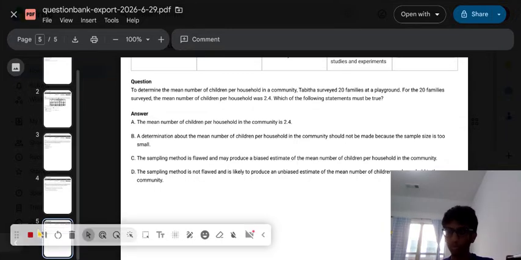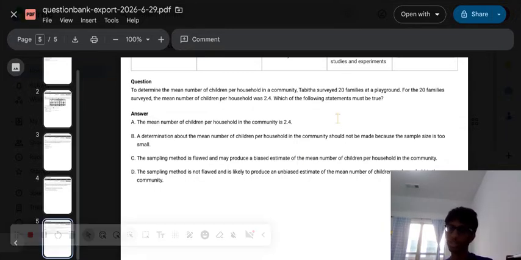Okay, so first of all, is this a biased estimate or an unbiased estimate? Well, if we look here, we're looking at 20 families at a playground, right? So what are the people that are going to be attending the playground? Obviously, the families attending the playground probably have kids, right? Because normally you don't see adults just going to a playground for fun unless it's for, say, walking. So we can assume that it's going to be biased. So we can immediately eliminate D, right?